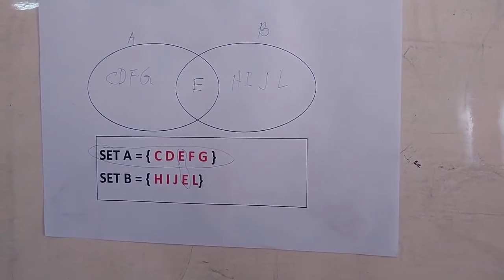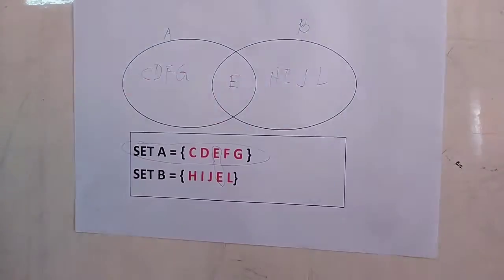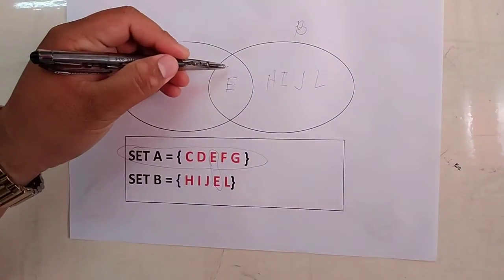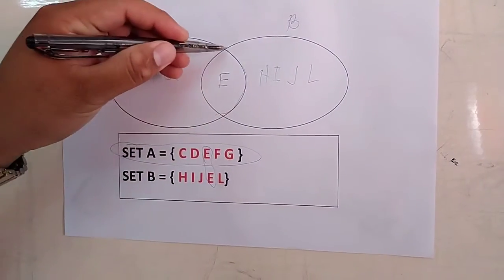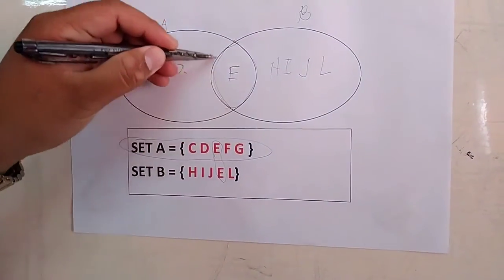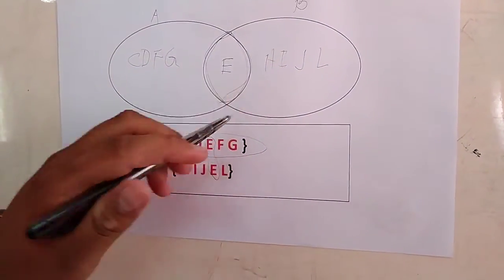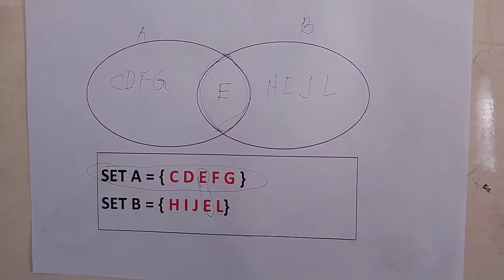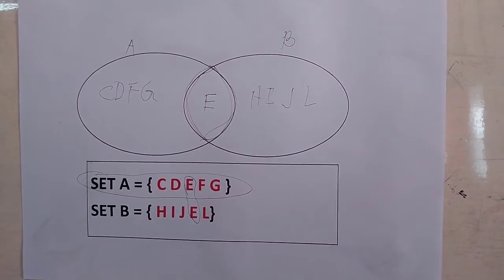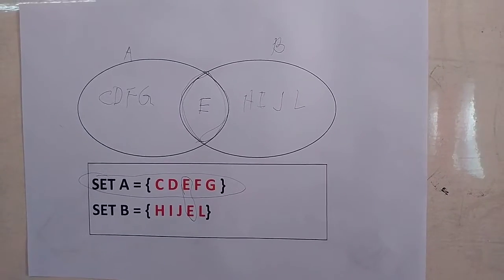Very good. So now, by the way, I just want to ask you a question. What do you call this one? The common elements of the two sets. That is the intersection of the sets, sir. Very good. So that is the intersection of the sets.